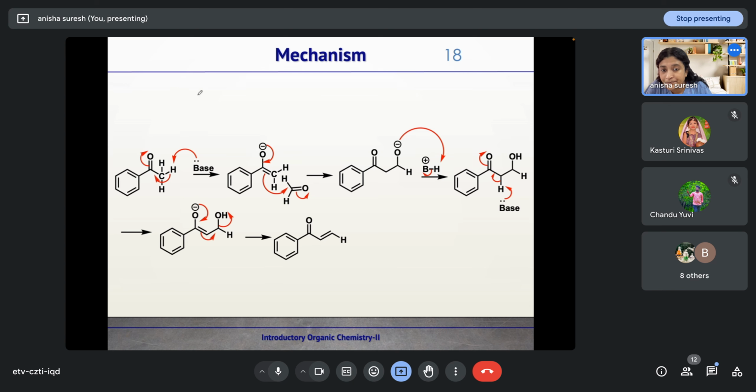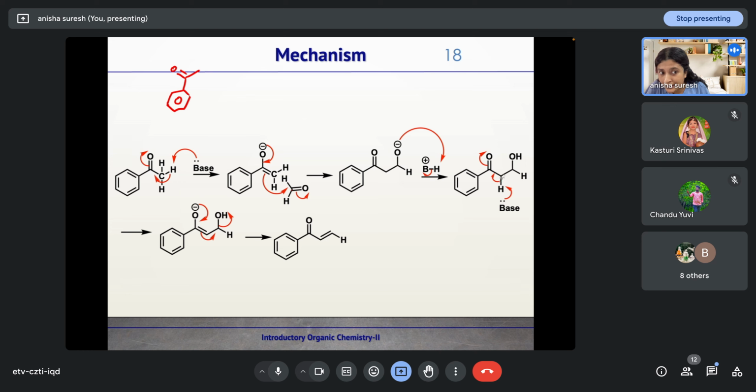So here, in condition A, we are having acetophenone as a starting material. So it is having 3 alpha hydrogens. So the base will be abstracting one of the alpha hydrogens, leading to formation of this enolate. And this O minus will fall back, this C double bond C will go and attack on this formaldehyde, leading to formation of this beta hydroxy ketone. Okay, then this O minus can abstract a proton from this BH plus, leading to formation of this compound, the beta hydroxy ketone.